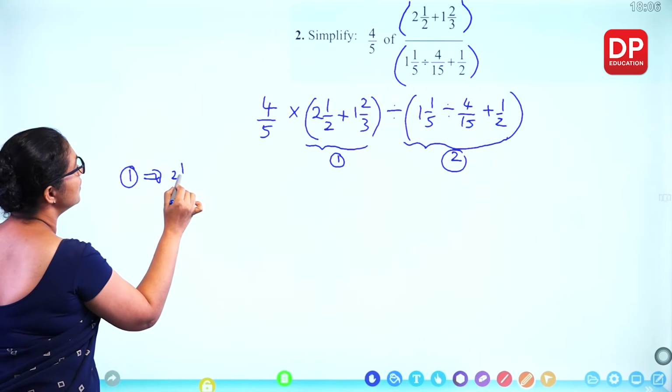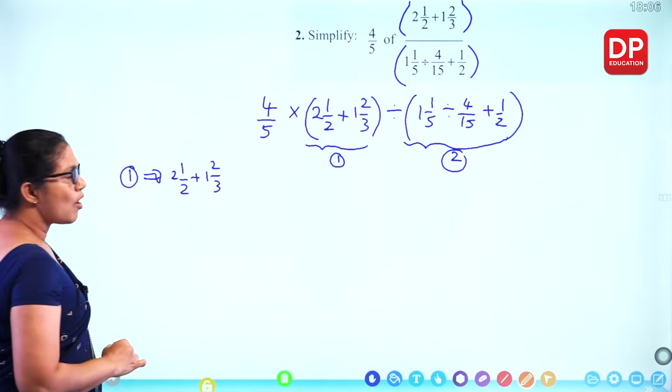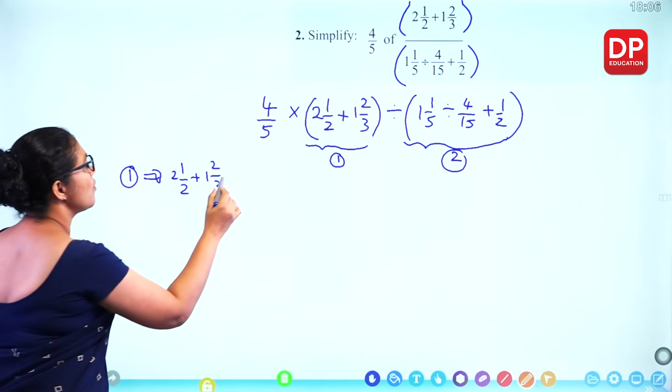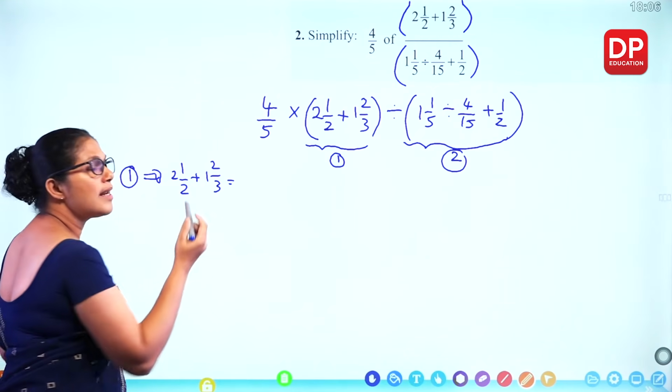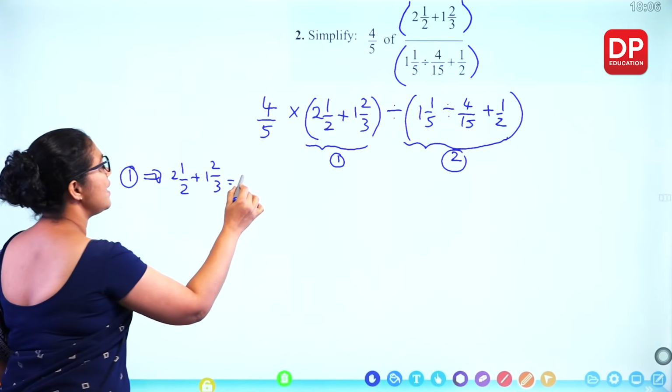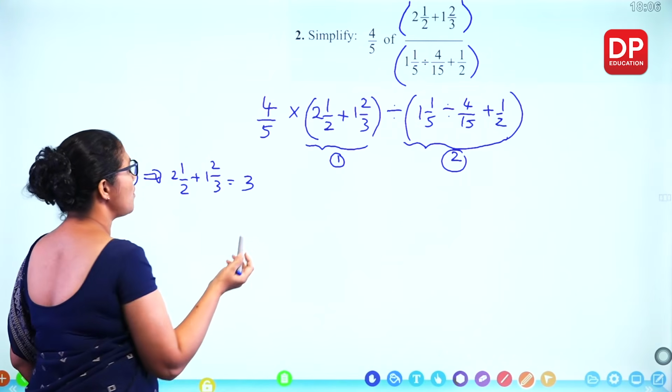2.5 plus 1 and 2/3. So how do you add fractions? You can write 2 plus 1. You can add the whole numbers separately. You get 3. Then the half and 2/3 you need to add.